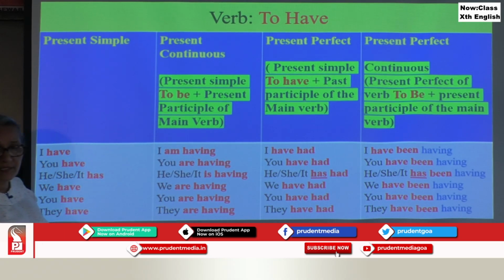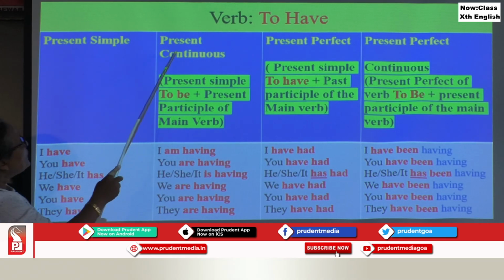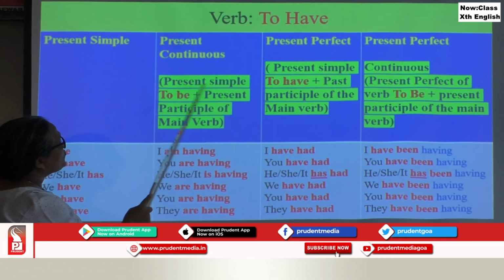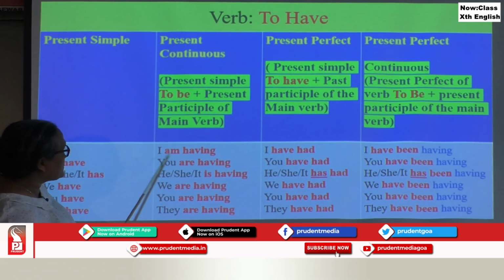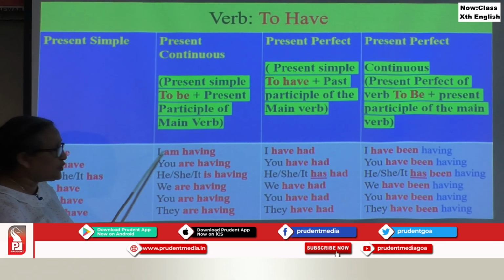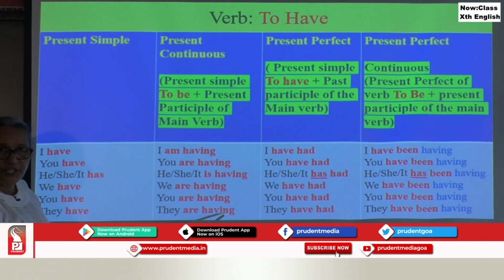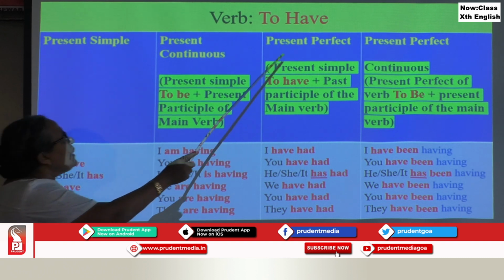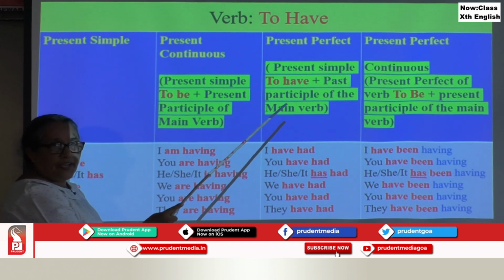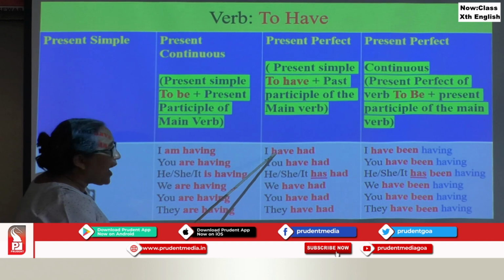Now for the past, it is very, very simple to learn. In the case of present continuous, we use present simple, that is I am. You will change it into I was having, past. You are having, he, she, it is having. Are you understanding? In the case of present perfect, it is I have, you have.